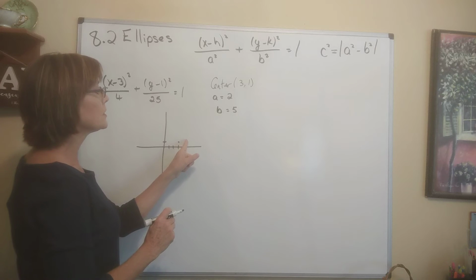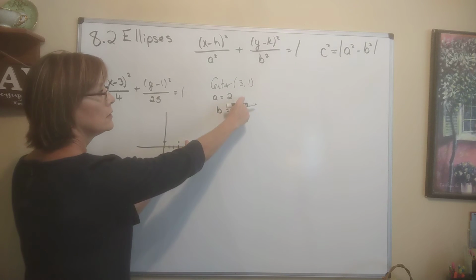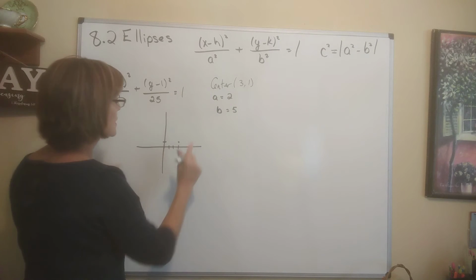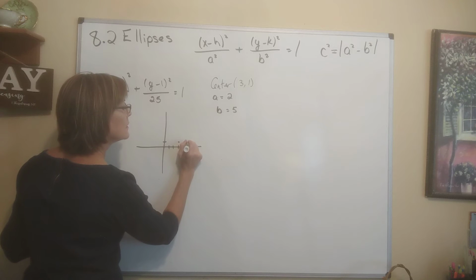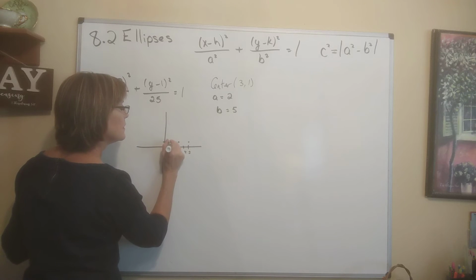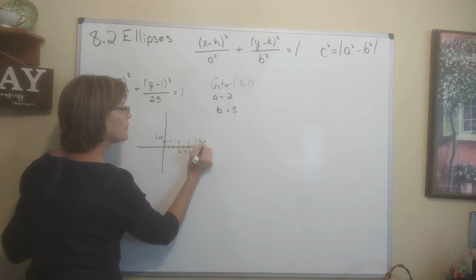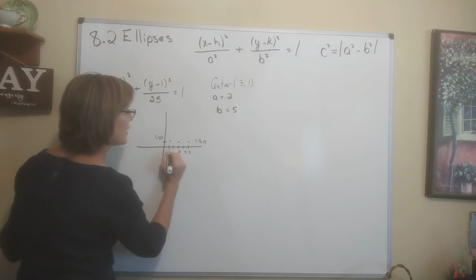Then from the center, I'm going to go right 2 and left 2 because this is my horizontal distance. Right 2, so this is (5, 1), and left 2, this is the point (1, 1).